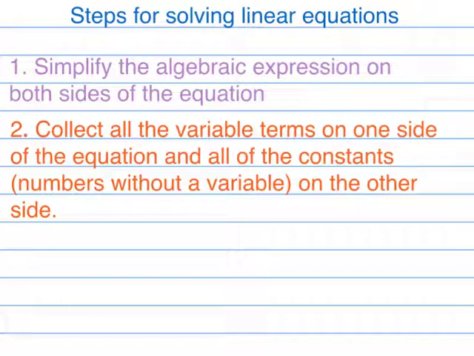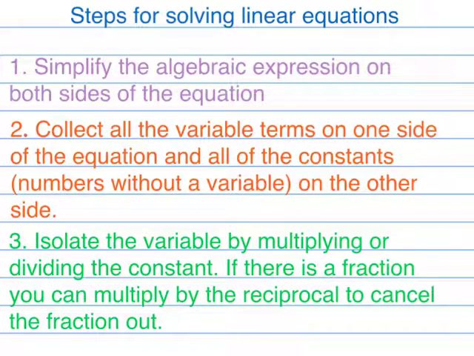So the second step after you simplify the algebraic expressions on both sides is to collect all the variable terms on one side of the equation and all of the constants, or the numbers without a variable, on the other side of the linear equation. So just bring everything with a variable over to one side, everything else on the other side.